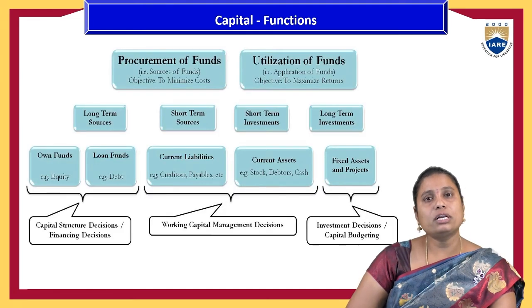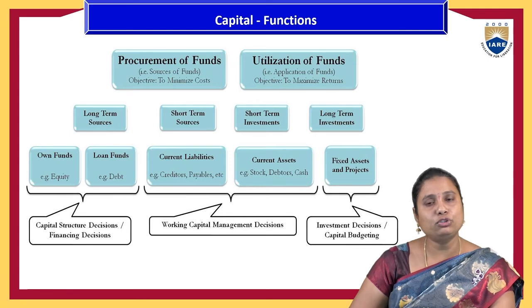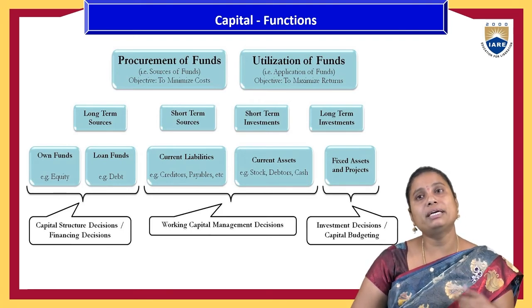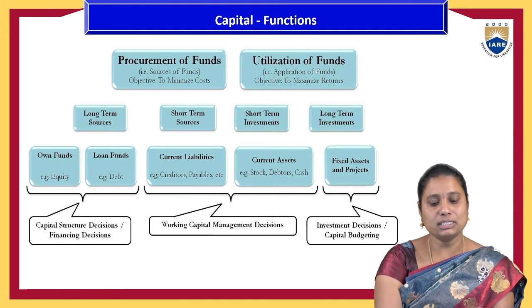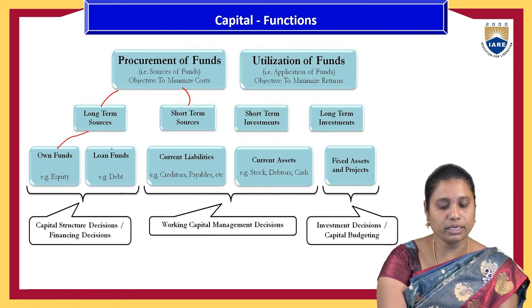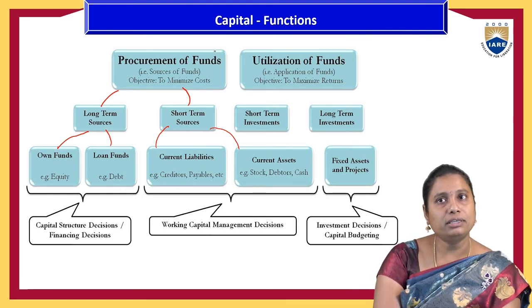If we see the functions or the usage of this capital, based on the procurement of the funds, that is sources of the funds, its objective is to minimize the cost. Because they want to reduce the cost and minimize the expenditure incurred on that front. So in this procurement of the funds, there are two ways to acquire the funds, that is long-term sources as well as short-term sources. Long-term sources of funds are own funds, that is the equity, or the loan funds, that is the debt. For the short term, again, they can get current liabilities like creditors, payables, etc. And from the current assets also they can get that. Then once they have accumulated the funds, at the time of utilization, again they can spend it for the short-term activities of the business or for the long-term activities of the business.